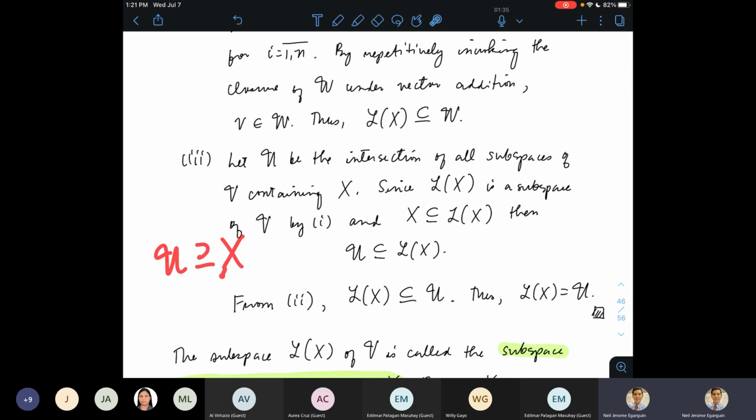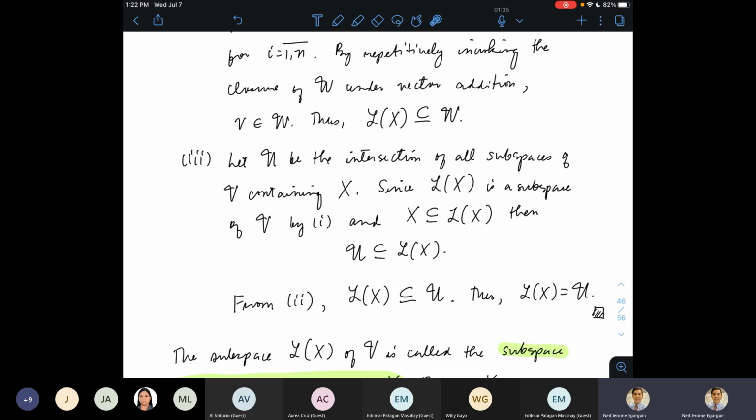But the thing here is that curly L of X, coming from statement 2, is contained in any subspace containing capital X. But curly U contains the set X. Curly U is a subspace, and it contains X. So that means curly U will qualify as a W in statement 2. So that's why curly L should also be contained in curly U, thus proving the reverse inclusion.